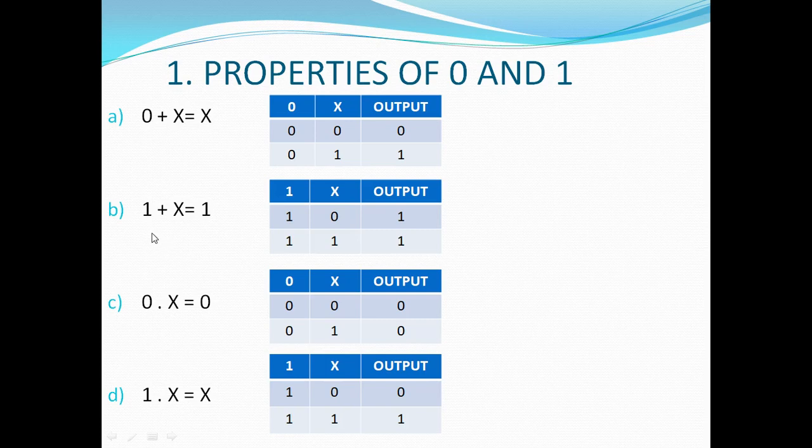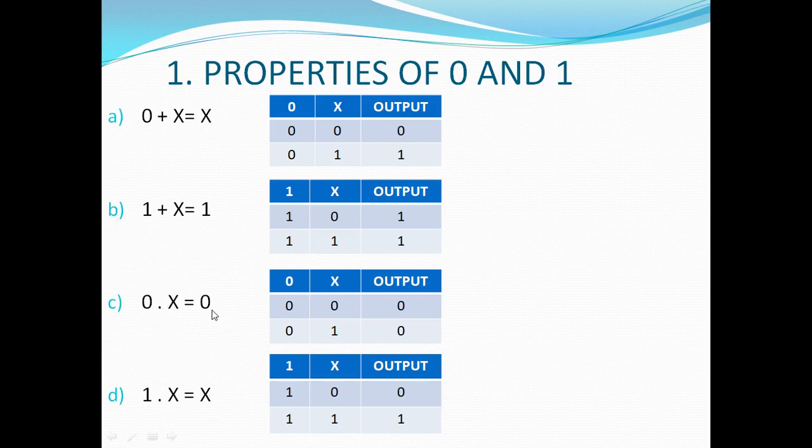Now the second property is whenever any input is added with 1, the output is always 1. Two possible values of x can be there, 0 and 1. Whenever any value of x is added with 1, the outcome is always 1, either 0 or 1. So 0 plus 1 is always 1. 1 plus 1 is also 1. Hence proved.